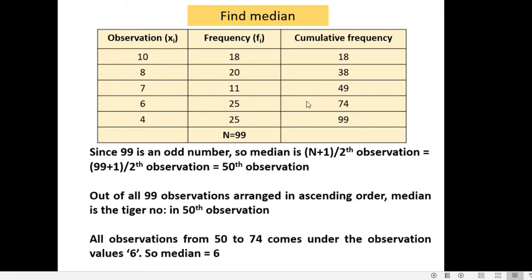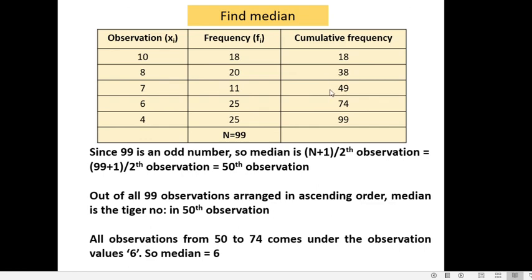And how can we calculate the 50th observation? For that we go to the cumulative frequency table. Here, where will 50 come? Here the number is 49, so the 50th observation comes in this next cumulative frequency cell. It starts from 50 to 74. So all observations from 1 to 18 lie here, and all observations from 19 to 38 lie here.